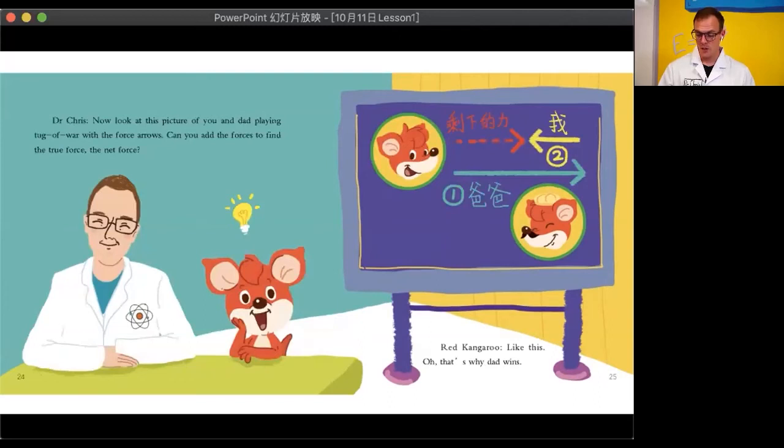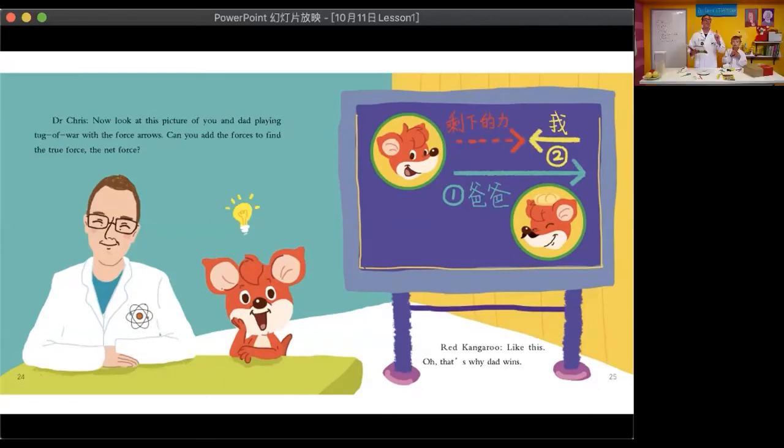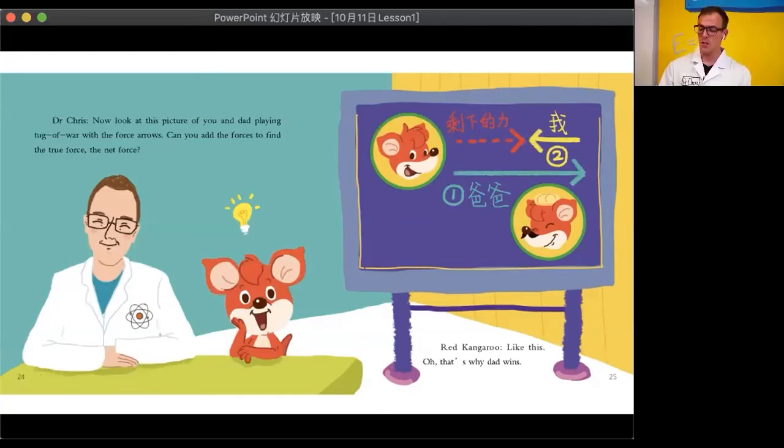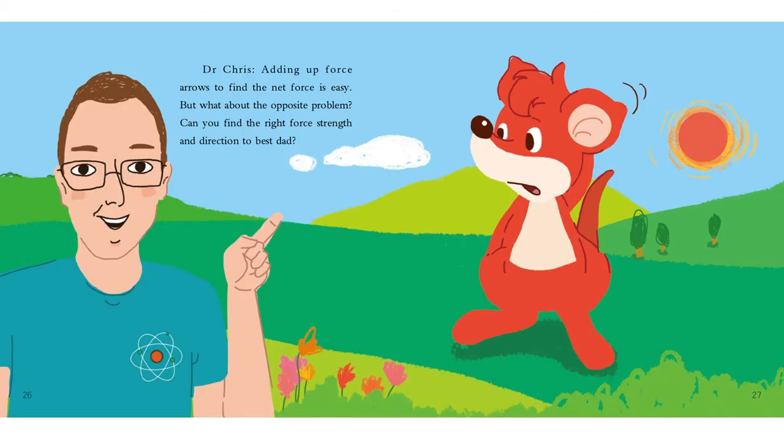Dr. Chris says, now look at this picture of you and Dad playing the physics of tug of war with your force arrows. You add them to find the true force, and that is called the net force. Red Kangaroo does it and shows the net force arrow is pointed in Dad's direction. Adding up force arrows to find the net force is easy. But what about the opposite problem? Can you find the right force and direction to best Dad at tug of war? I think Red Kangaroo can do it.